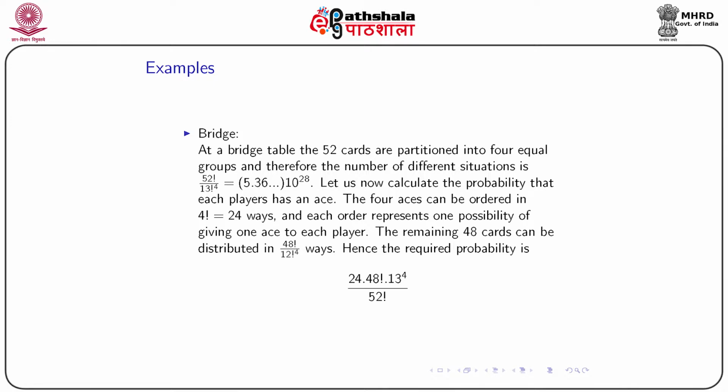Let us now calculate the probability that each player has an ace. We know that there are 4 aces, and these 4 aces can be ordered in 4 factorial, that is 24 ways, and each order represents one possibility of giving 1 ace to each player. So we are left with 48 cards, and these 48 cards can be distributed in 48 factorial over 12 factorial to the power 4 ways, because we are excluding the ace from the set of 13 cards. Hence the required probability will be 24 times 48 factorial times 13 to the power 4 over 52 factorial.